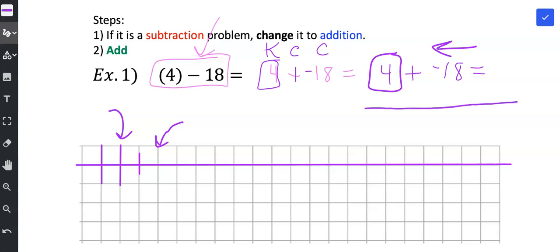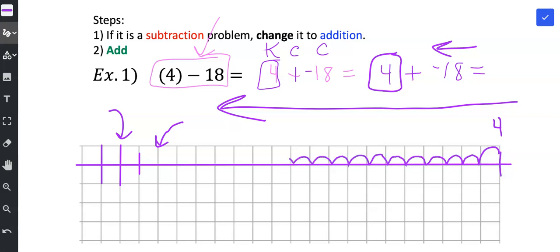If I'm going to be moving really far to the left, I need to mark 4 over here on the far right side. Then I will have room to move over 1, 2, 3, 4, 5, 6, 7, 8, 9, 10, 11, 12, 13, 14, 15, 16, 17, 18 times to the left. Then I need to figure out what number is this right here when I move 18 to the left.